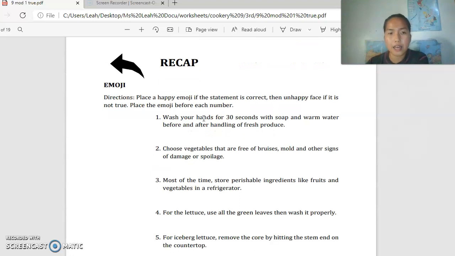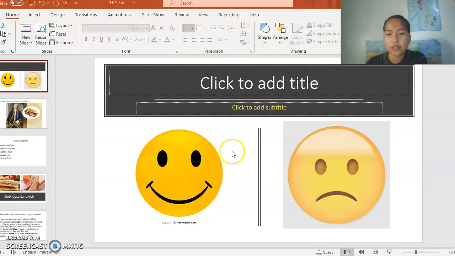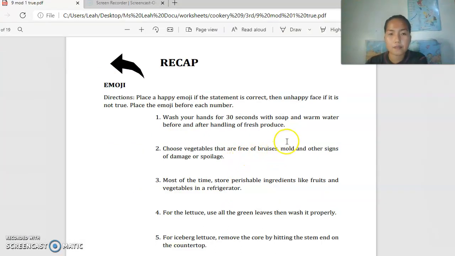Okay, recap. In this module we have a recap. You're just to read the 5 statements. Here, the direction is you're going to place or draw a happy emoji if the statement is correct. So, for example, number 1, wash your hands for 30 seconds with soap and warm water before and after handling of fresh produce. Is it correct or not? If it's correct, draw a happy face, or if not, an unhappy face. Just like this example, happy face and sad face. And that's all you draw.